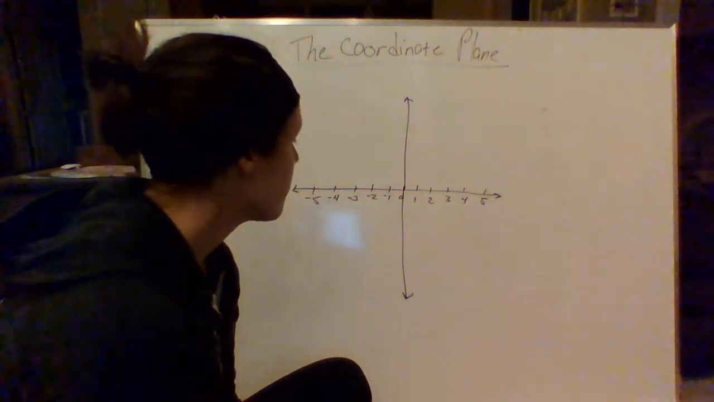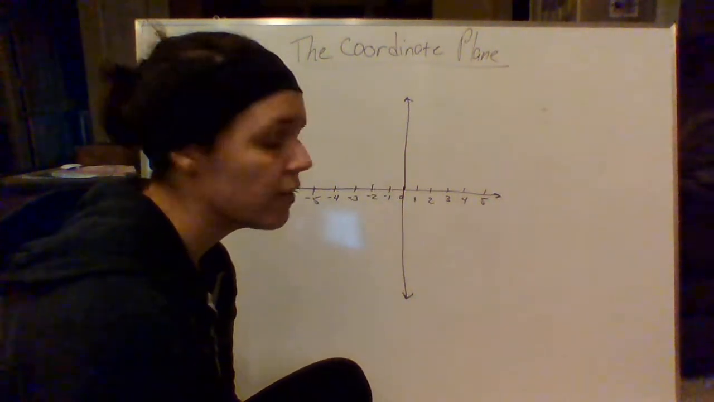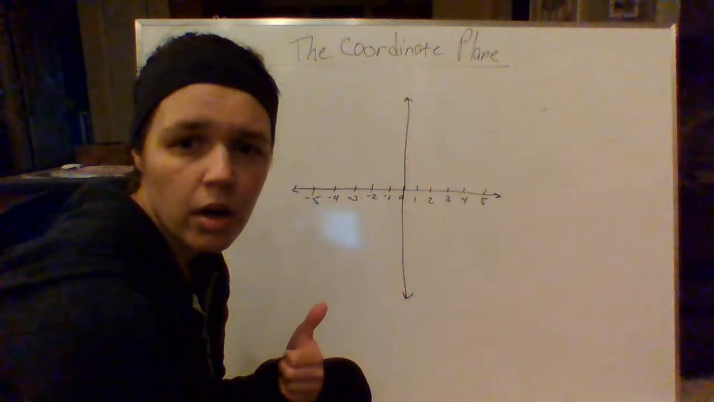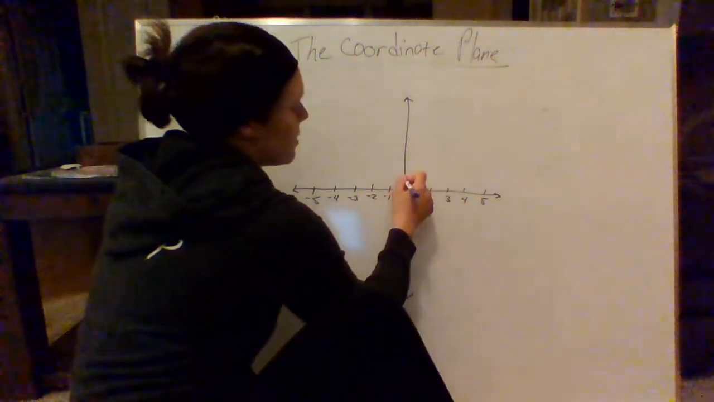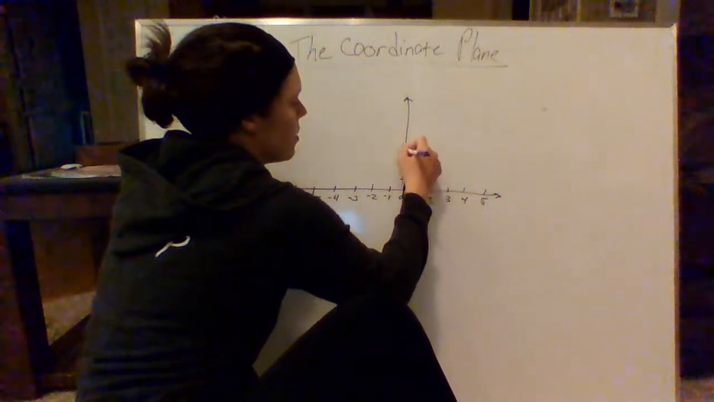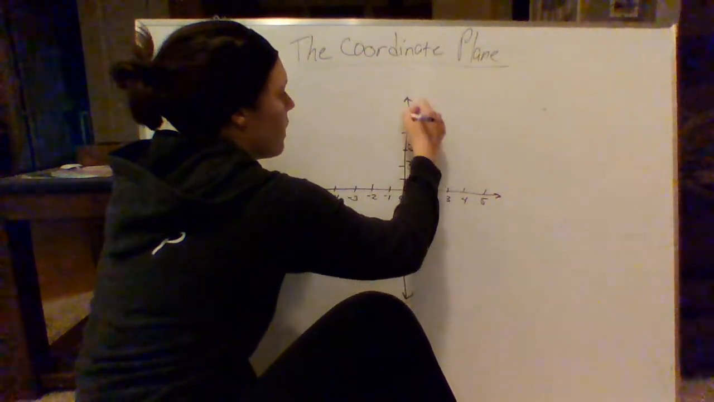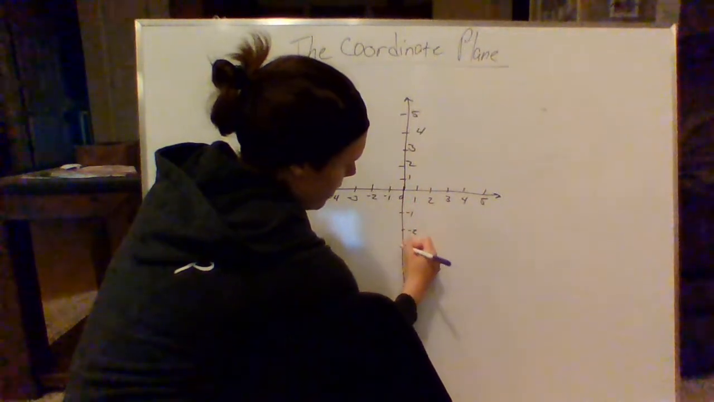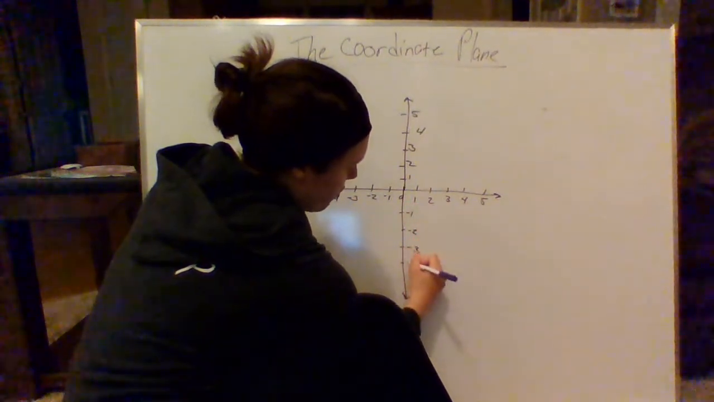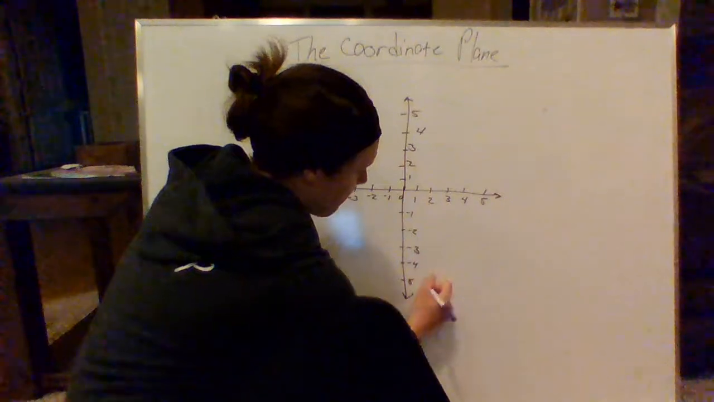With this number line, think of like when you go up in the air or down below sea level. So when you go up in the air, that's our positives. So we'll go 1, 2, 3, 4, and 5. And then down below sea level would put us in the negatives. So -1, -2, -3, -4, and -5.